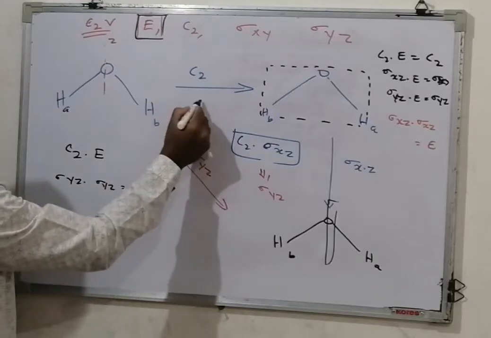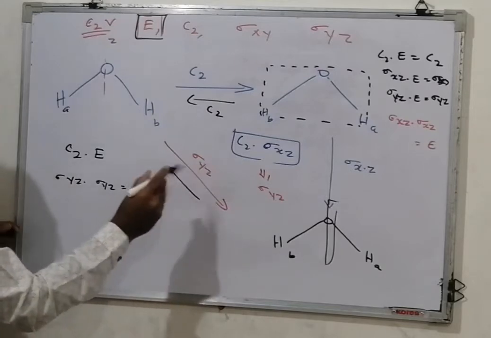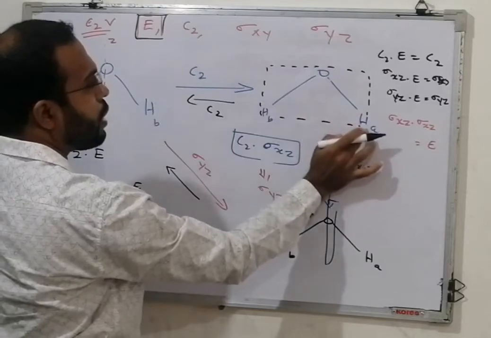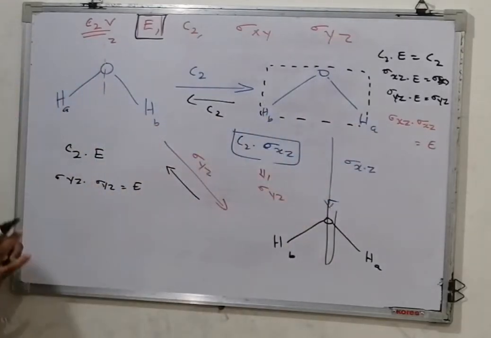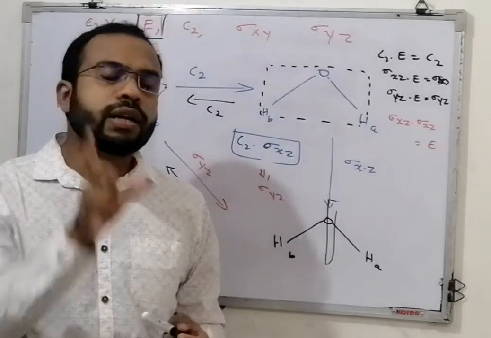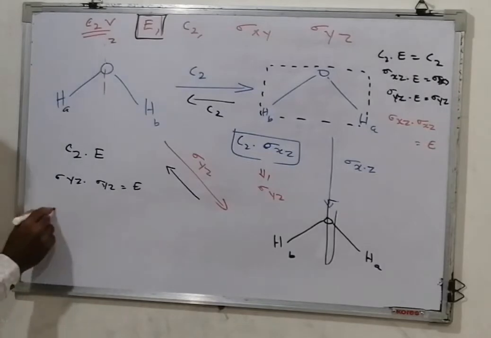I do C2, again C2. Again C2, I rotate. Therefore HB will be here, HA will be here. Therefore when a symmetry element is multiplied with itself, I will get E. Therefore these two points are very, very important.